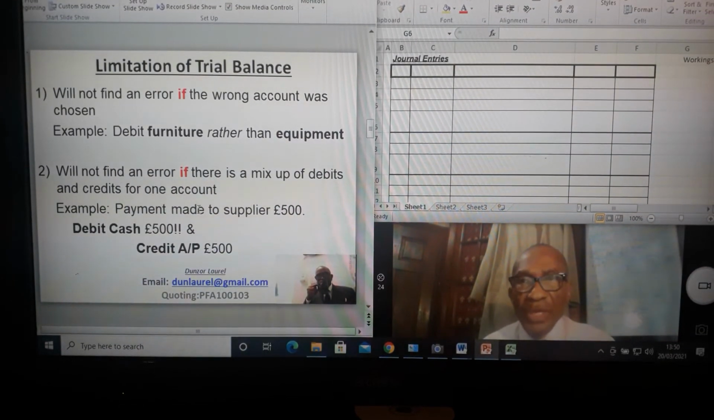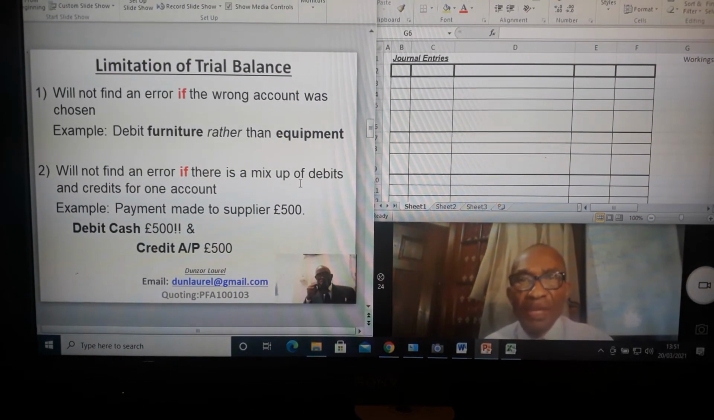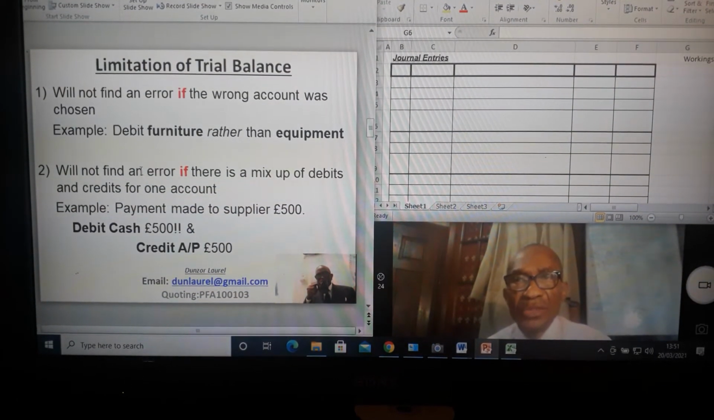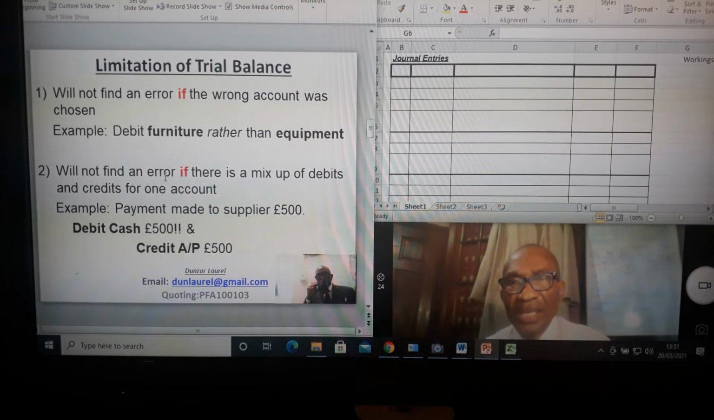Another limitation is if there's a mix-up in the debit and credit for one account, the trial balance will not detect this error. You won't find it in the trial balance.